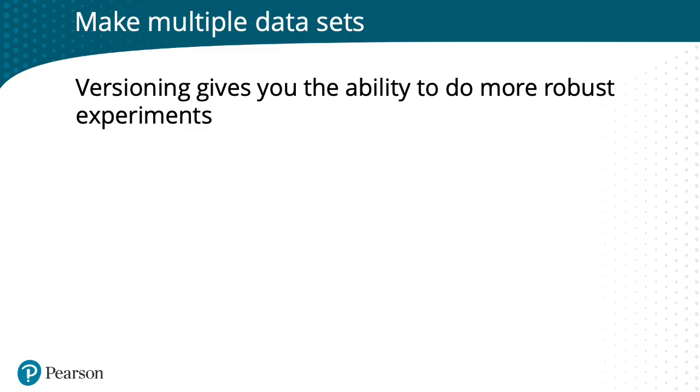So, let's say that you did go ahead and make maybe three different approaches to featurizing your data, and you want to go ahead and run experiments with all of those different feature sets. So you have your feature sets, they're all versioned, and now you can go forth and do multiple experiments with many different algorithms using a lot of different types of data sets.